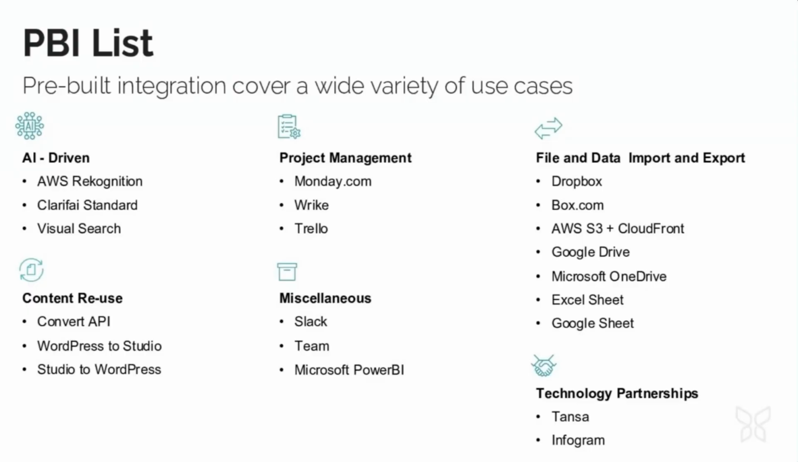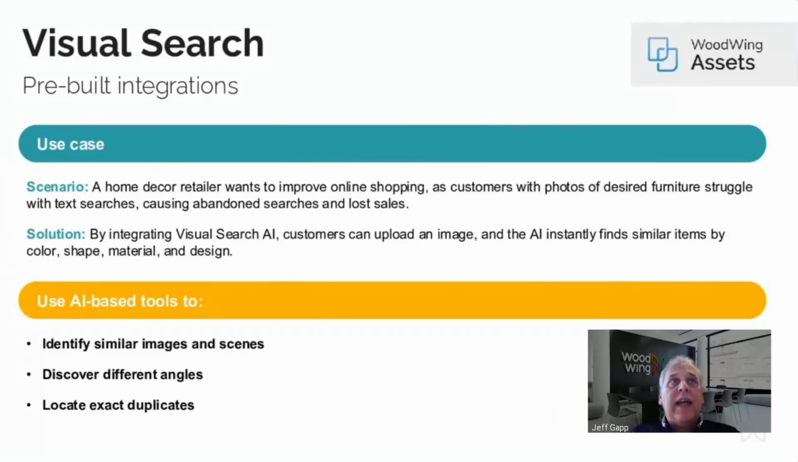Now, each one of these tools has some use case that we created. And it could be that with the visual search, you want to either find duplicates of images that you have within your system, or maybe you want to select an image and say, I want to find everything that's similar to this, right? So there are tools to identify, discover, and locate exact duplicates.